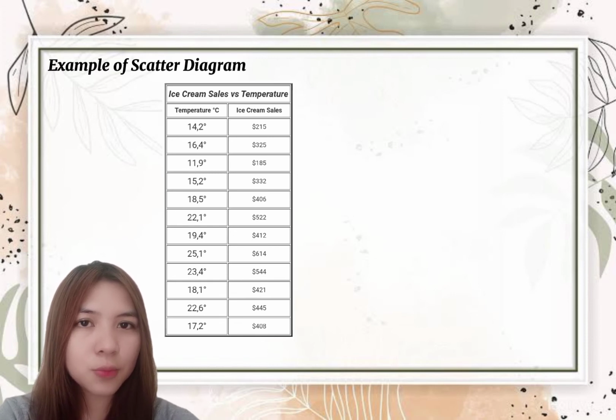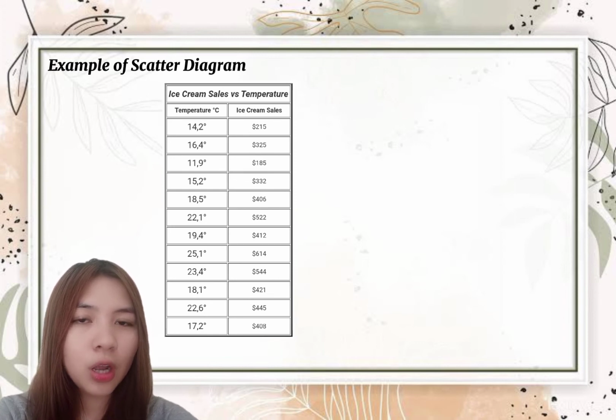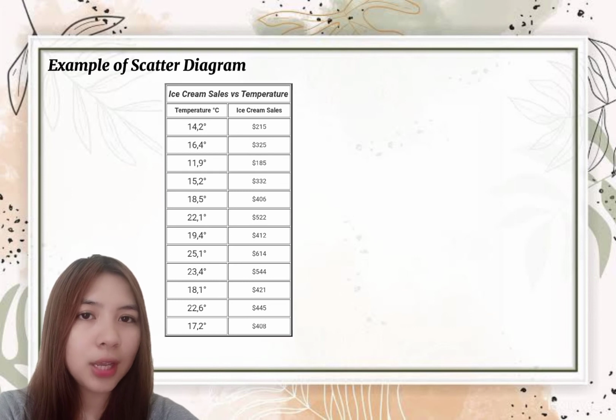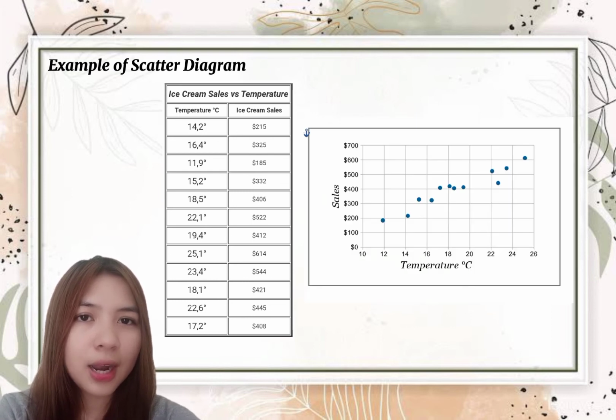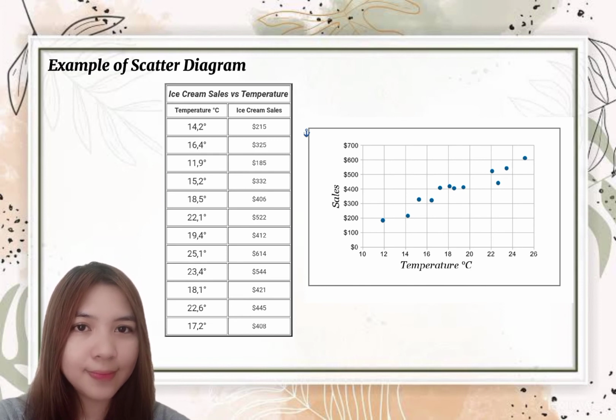The local ice cream shop keeps track of how much ice cream they sell versus the noon temperature on the day. And here are their figures for the last 12 days. And then here are the same data as a scatter plot.